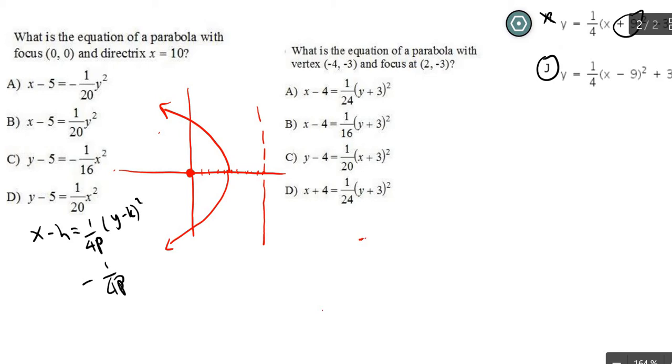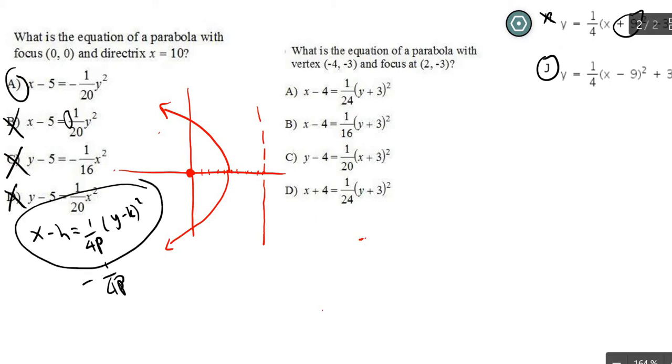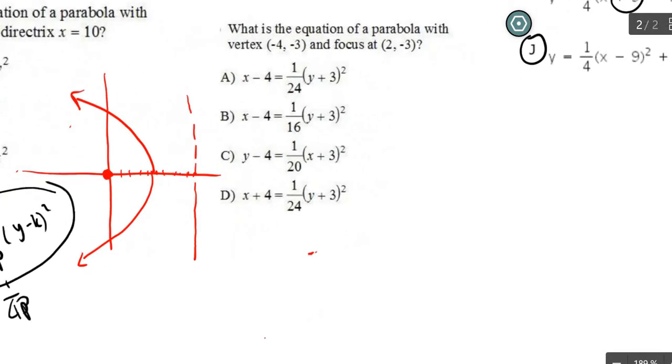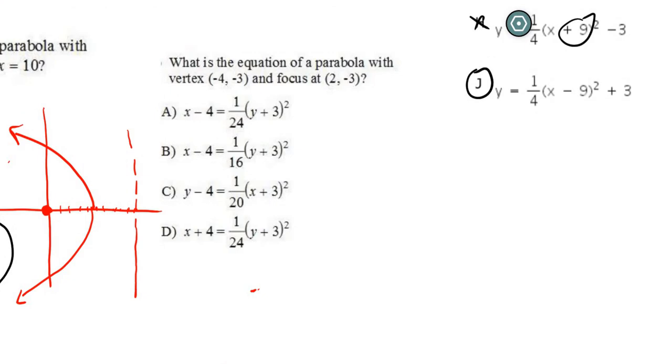Okay, let's do elimination process. This one is a vertical parabola, so it is eliminated. This one doesn't have the negative, so it's eliminated, and this is the correct answer. As you can see, it's so easy if you just know the structure of the equation. Okay, and the last one is this one.